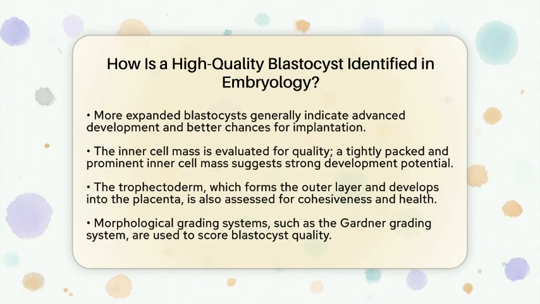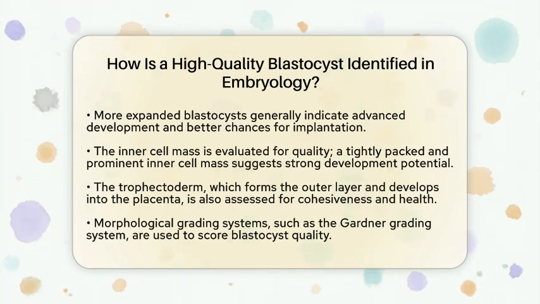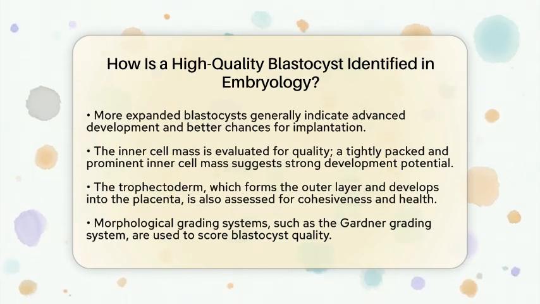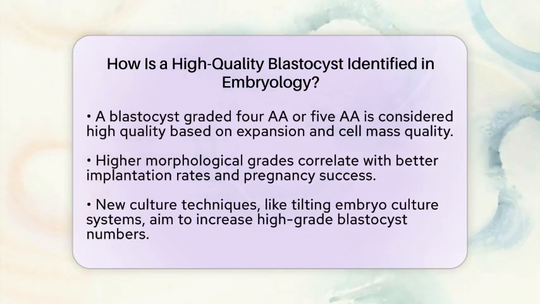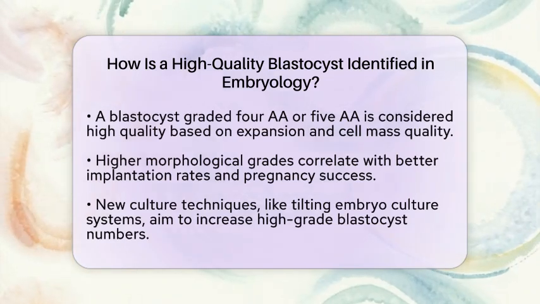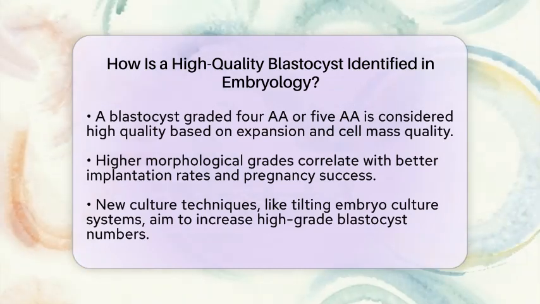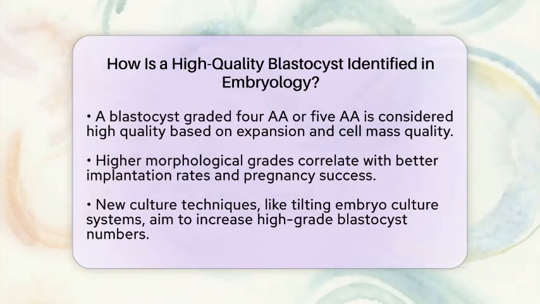Embryologists also use morphological grading systems to assess blastocyst quality. For instance, the Gardner grading system assigns scores based on expansion, inner cell mass, and trophectoderm quality. A blastocyst graded as 4A or 5A is considered high quality. The numbers indicate expansion, while the letters reflect inner cell mass and trophectoderm quality.